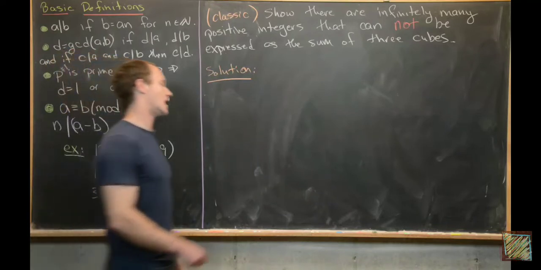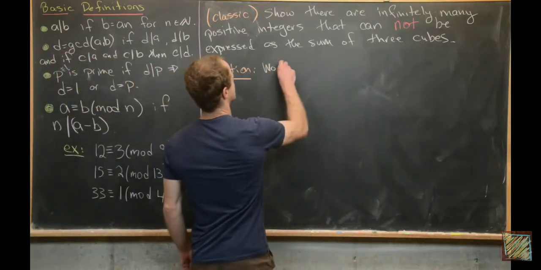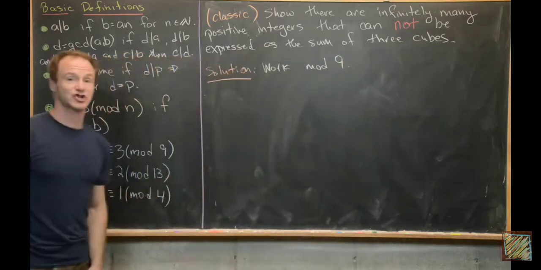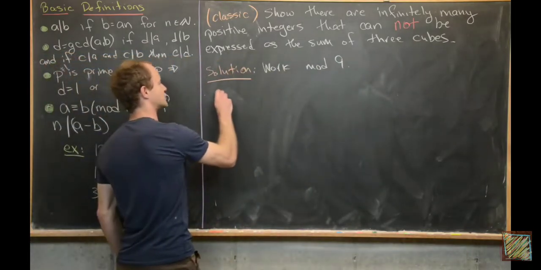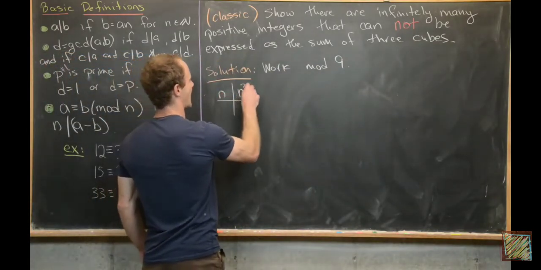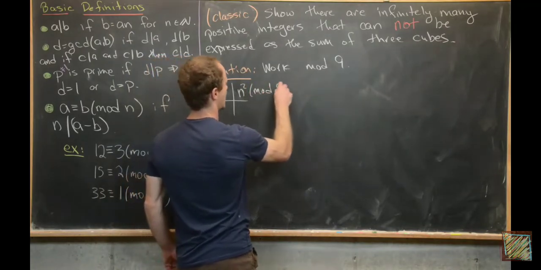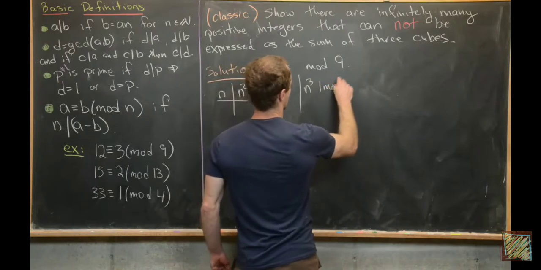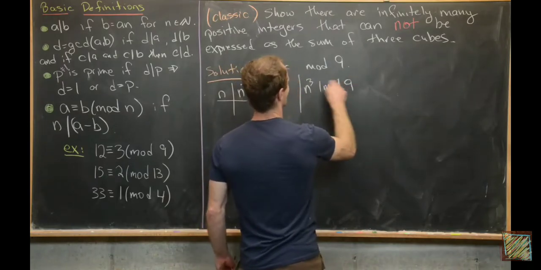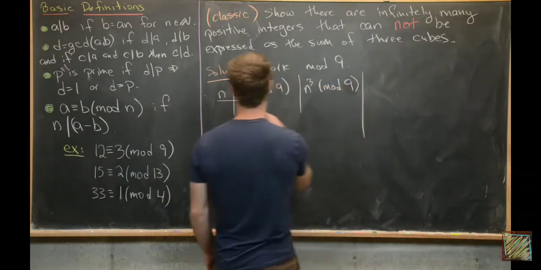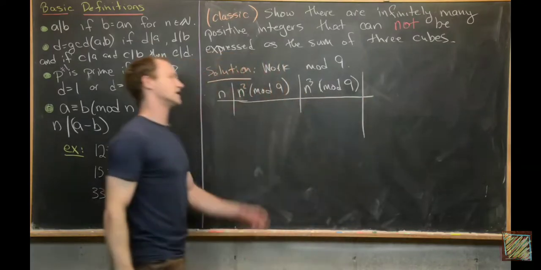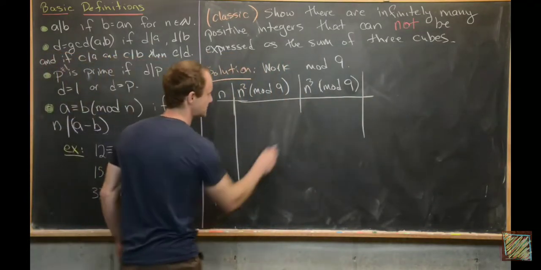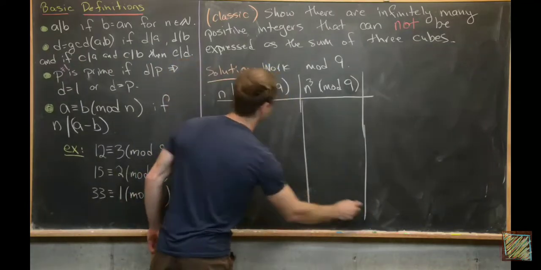We're going to work mod 9. So let's work mod 9. And we're just going to look at a chart of numbers. So I'm going to have this chart n, and then I'll have n squared mod 9, and then I'll have n cubed mod 9. So obviously you don't really need n squared there, but I'm just going to put it there so we have a two-step calculation going on. Okay, so now let's go ahead and start this chart.